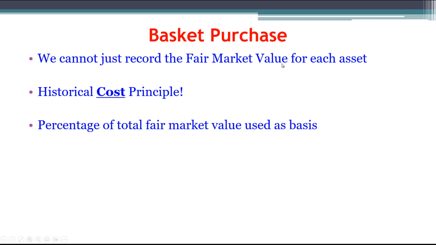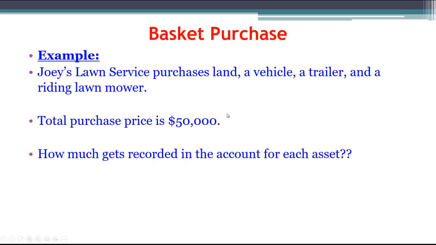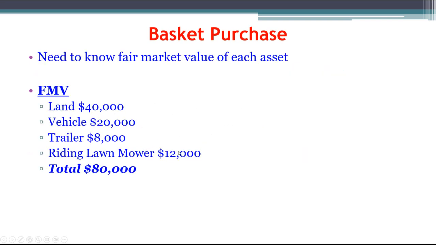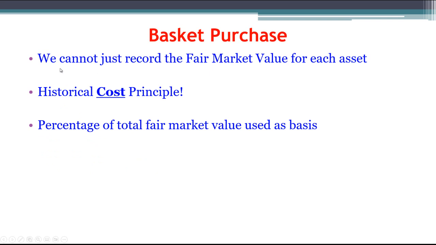Now, we cannot just record the fair market value for each asset, as I said earlier, because in total we can only record $50,000, so we can't possibly record these fair market values. That would equal $80,000. Our journal entry wouldn't be right. We would be crediting cash for $50,000, and we would be trying to debit all of these assets for $80,000. We wouldn't be able to record that. So we have to record the cost, as opposed to the fair market value, and this is because of the historical cost principle. The only thing we're using fair market value for is a basis for apportionment or allocation.